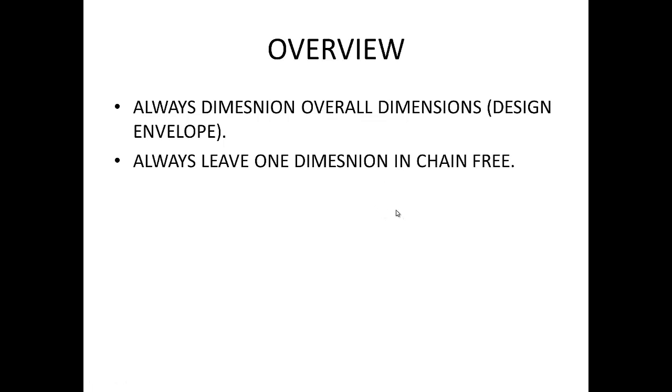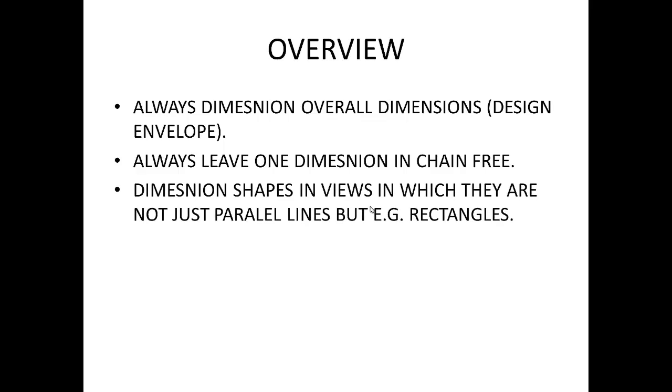And always leave one dimension in the chain free. This is very important because if you have the overall dimension and all three dimensions in a chain dimension, then it would be over constrained. There's no way you can manufacture that part exactly how it's written there. So one should be free.